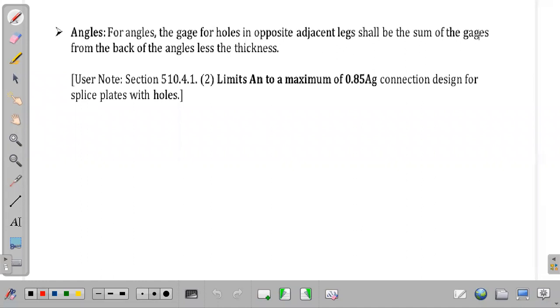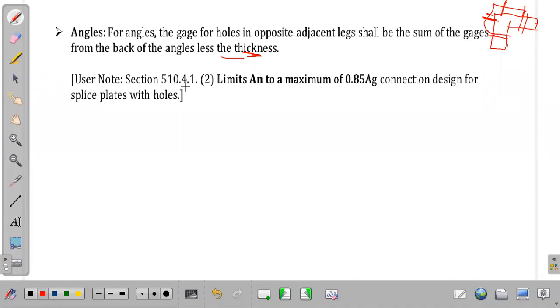Okay? So pagka ganyan yung angle natin, ang gauge daw natin, pagka ito yung hole natin, kasi ito. Ang gauge natin shall be the adjacent length. So, i-plus natin yan. Tapos, i-minus natin yung thickness. Okay? So, yung thickness dito, yung half. Tapos, yung thickness dito, yung half. O mamaya, sa example natin, makikita nyo para hindi kayo malito.